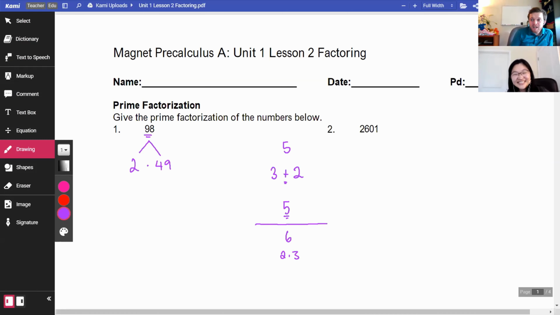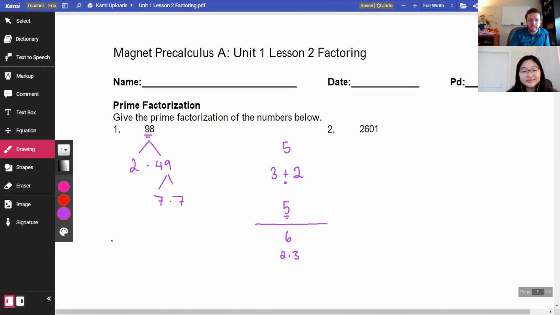All right. Can 49 be broken down? Yes. 49 is a perfect square. That's 7 times 7. Sweet. We could do an aside right now about all the perfect squares, but let's save that for another time. Let's not make the video too long. All right, so we got 2, 7, and 7.